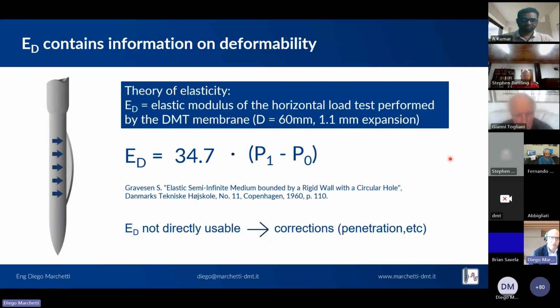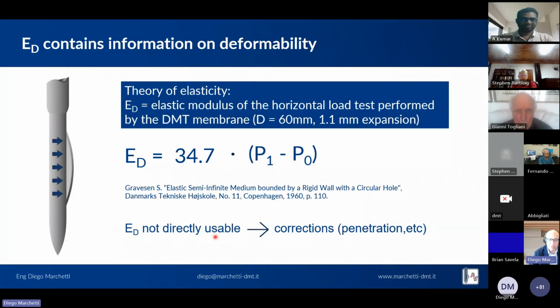The third intermediate parameter I want to introduce is the dilatometer modulus ED, which is defined according to the theory of elasticity as the elastic modulus of the horizontal load test performed by the membrane expansion. If we accept, of course, the hypothesis of elastic semi-infinite medium, it is easy to calculate ED equals 34.7 times P1 minus P0. So this is the modulus corresponding to the horizontal load test of the DMT membrane expansion.